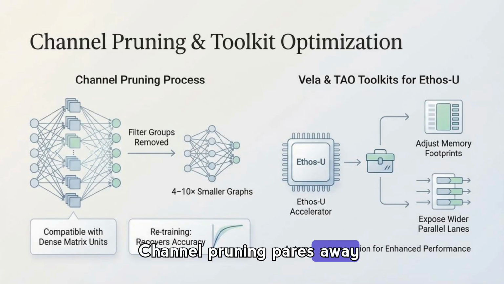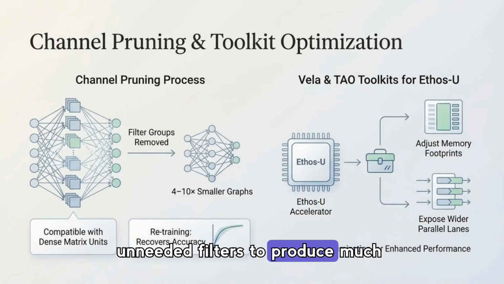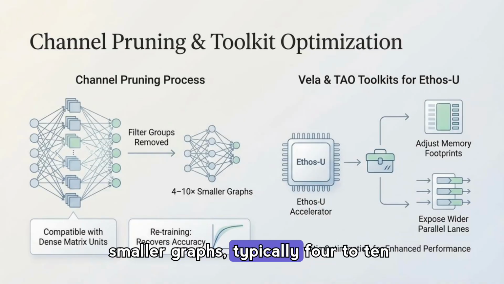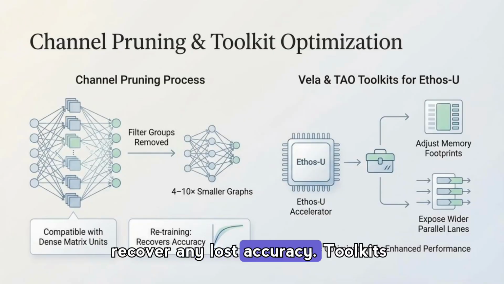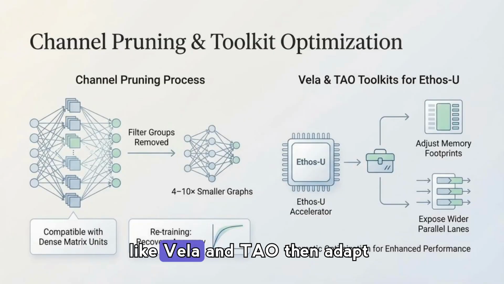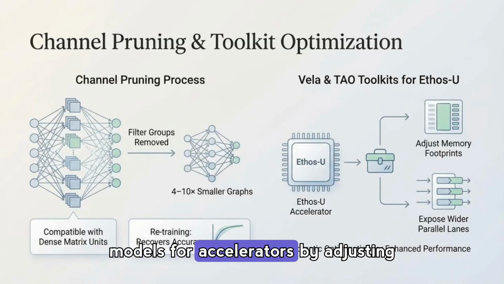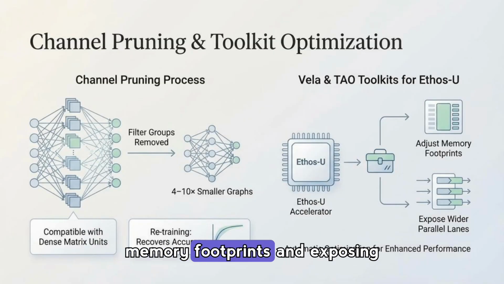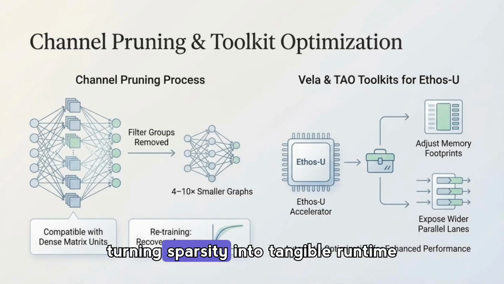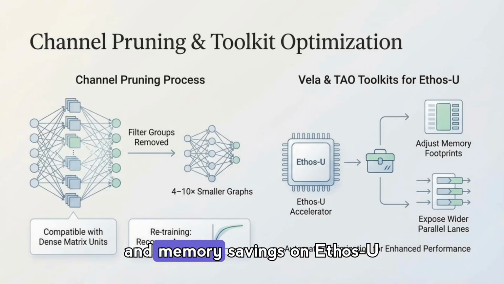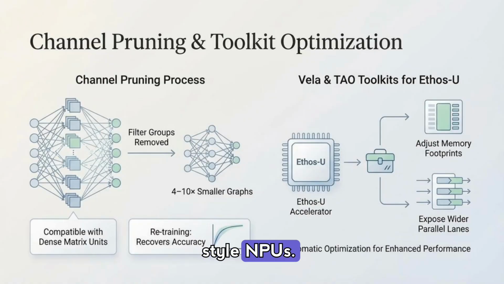Channel pruning pares away unneeded filters to produce much smaller graphs, typically 4 to 10 times smaller, and retraining helps recover any lost accuracy. Toolkits like Vela and TAO then adapt models for accelerators by adjusting memory footprints and exposing wider parallel lanes, effectively turning sparsity into tangible runtime and memory savings on Ethos-U-style NPUs.